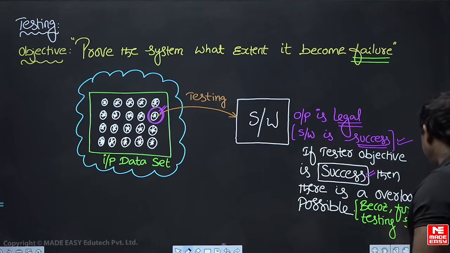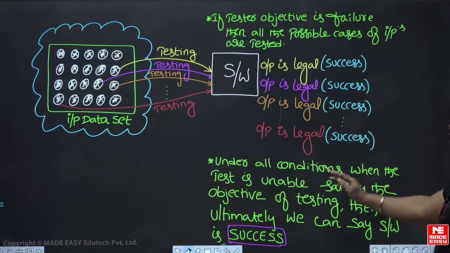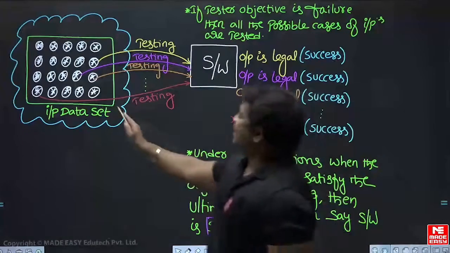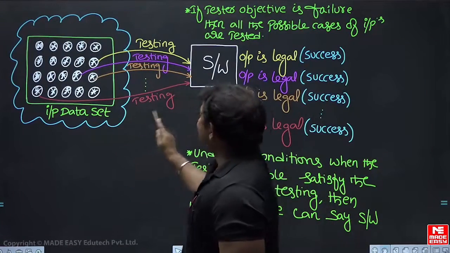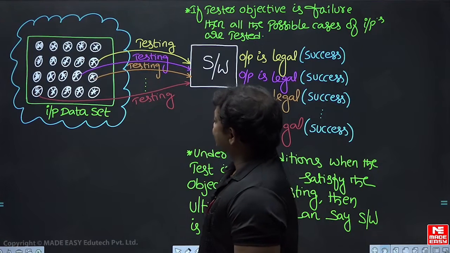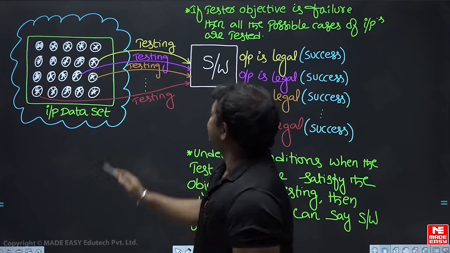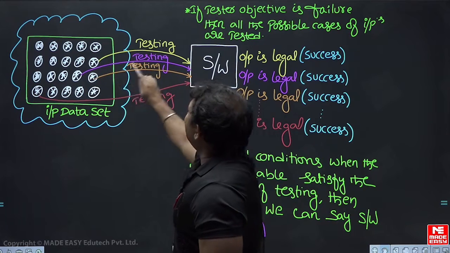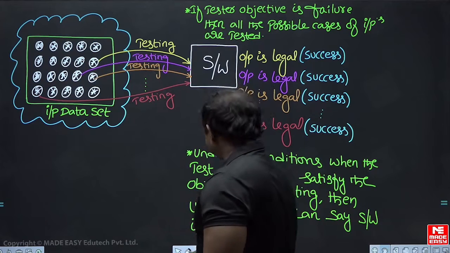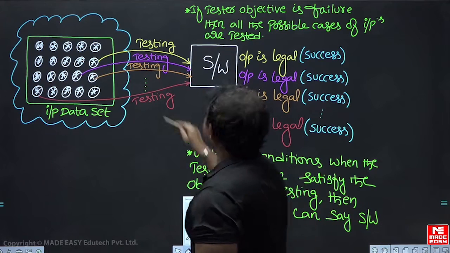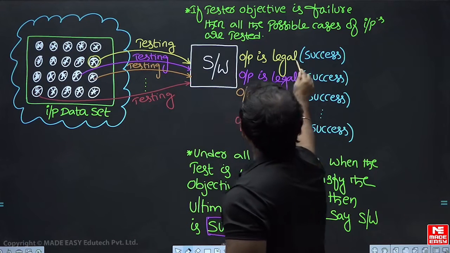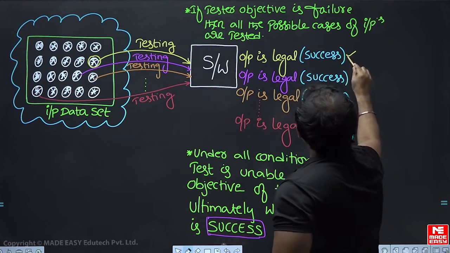So testing may be conducted like this. See this. Here we have an input data set. The software is ready. When we are going to test the software, all possible combinations are used. For example, one input is selected from this. This is the input selected. Now test the system. The output is legal. The system is a success.